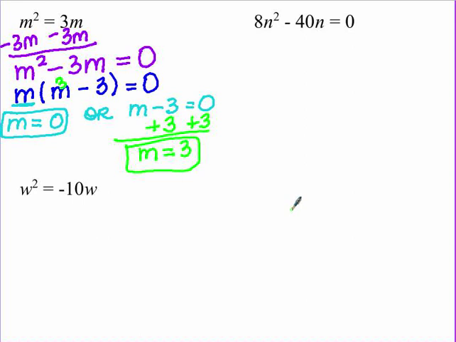Questions? Let's focus on the 8n squared minus 40n. So 8n squared minus 40n equals 0. Walk me through this problem. What do I do? Yep. So 8n. Okay. What do I do next? 10 minus 5. Okay. N is equal to 0, and n minus 5 is equal to 0.